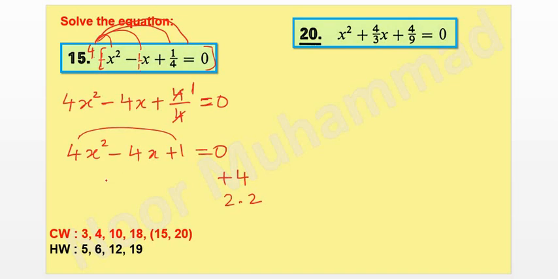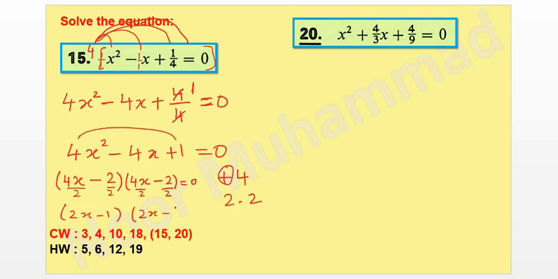So how can we write our answer? If you remember, we did it in this way: 4x minus 2. This positive sign means that I have to put both the similar signs, so it will be negative in both cases. Okay, minus 2 equals 0. Now both of these factors can be simplified. This can be simplified with 2 and this can also be simplified with 2. So I will get over here 2x minus 1 into 2x minus 1 equals 0, right?